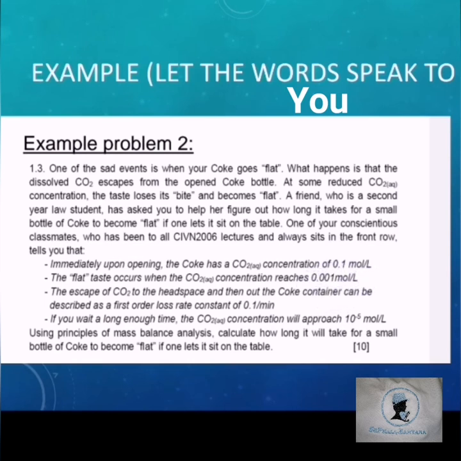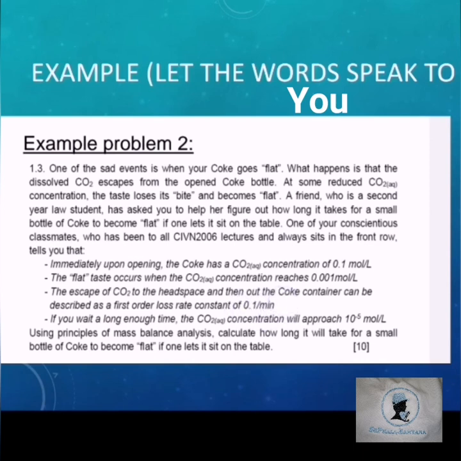So guys, if you notice here, C naught is when time is zero, the concentration is 0.1 mole per liter. And when time is maybe 3 minutes, 4 minutes, you get a concentration of 0.01. And then the CO2 escapes the Coke at this constant, which is 0.1 per minute.